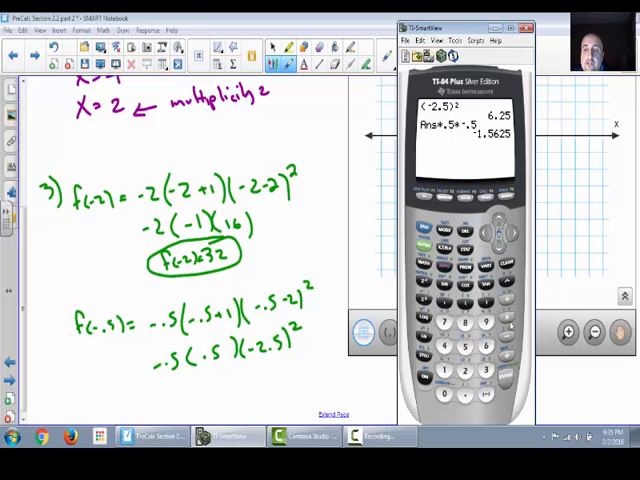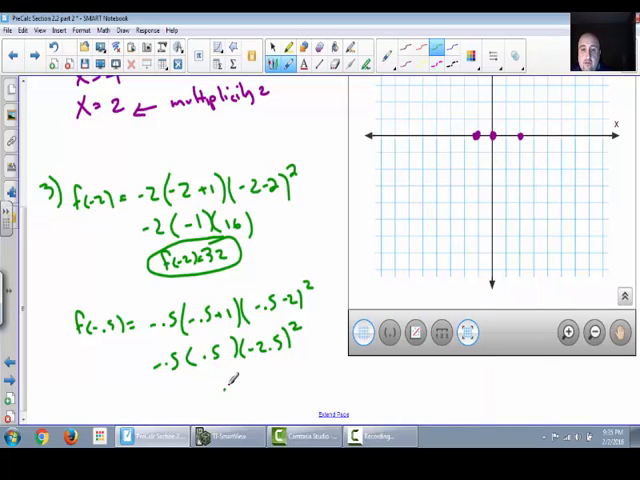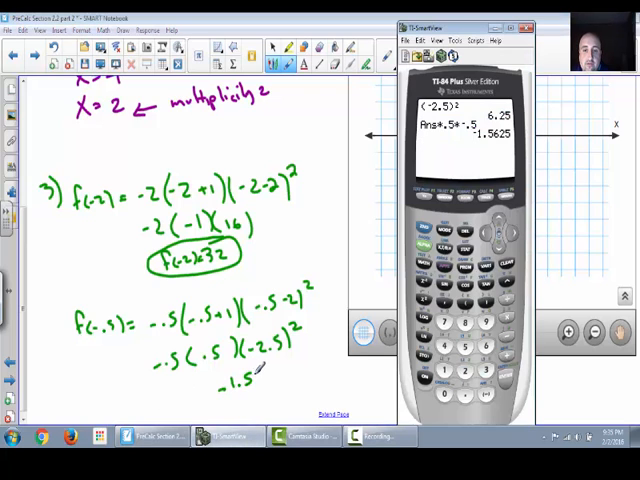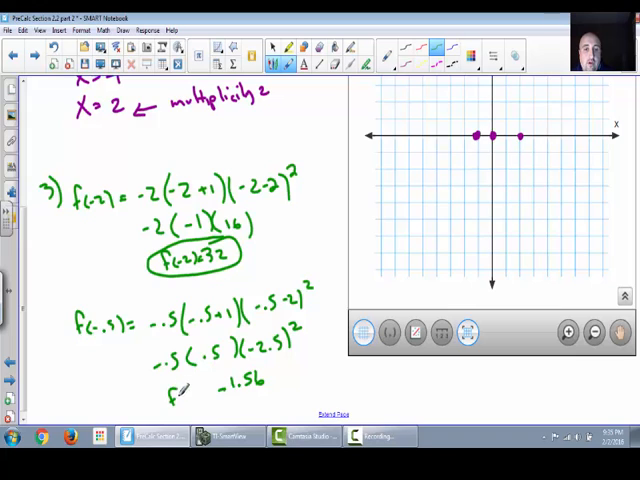And we're going to get an answer of negative 1.56. So f of negative 0.5 is equal to negative 1.56.